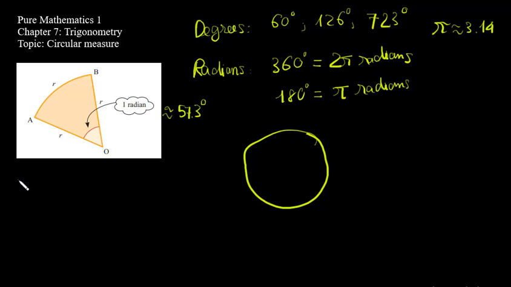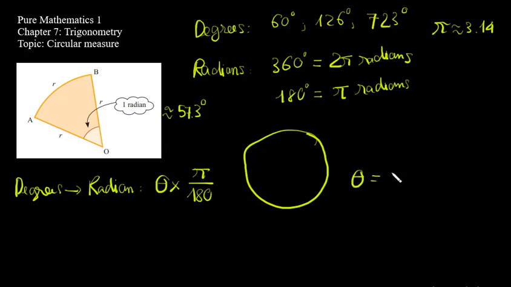The way to convert degree to radian is to multiply the degree by pi over 180. Let's say the angle is 60 and we want to convert it into radian. So 60 multiplied by pi over 180 will be equal to pi over 3 radians.